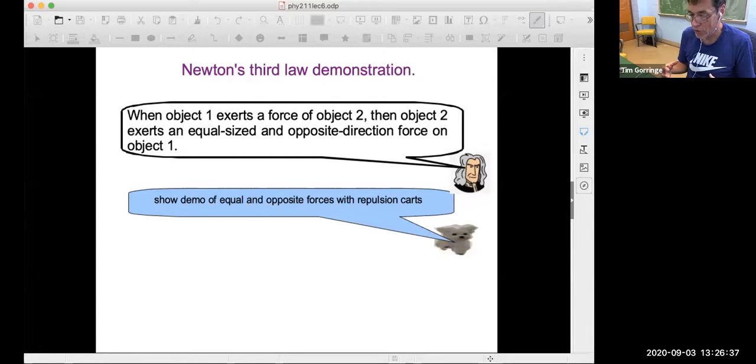So forces, not just gravitational forces, all forces come in these pairs, and it's called action and reaction. And I want to show you a little demonstration of action and reaction. And I'm going to show it with the repulsion cards again. So let me share the video of the repulsion cards one more time.